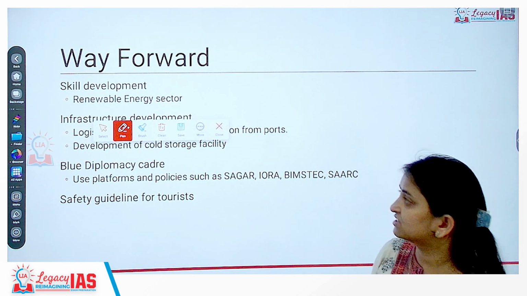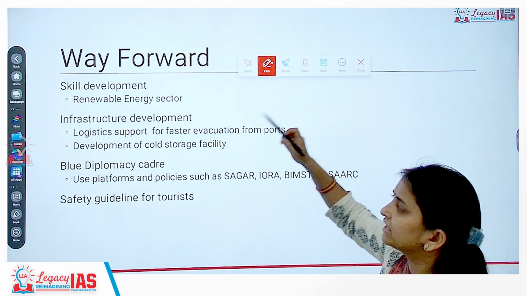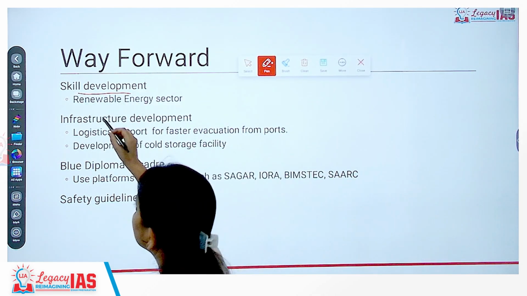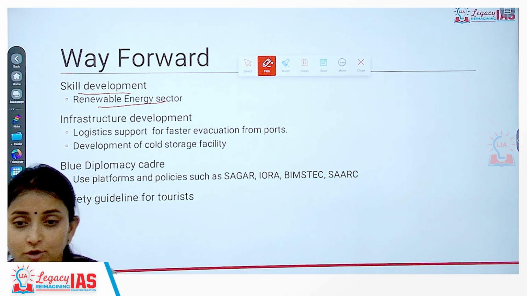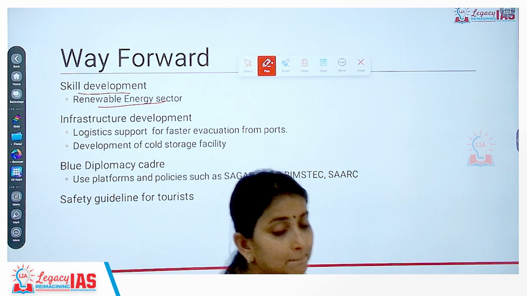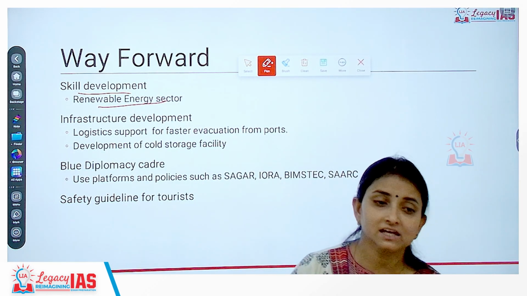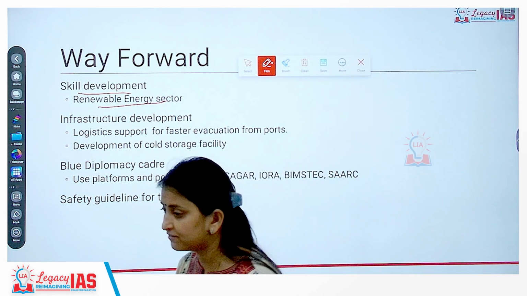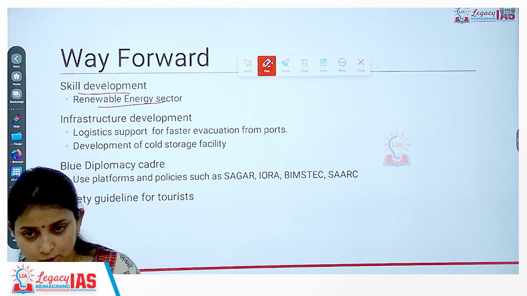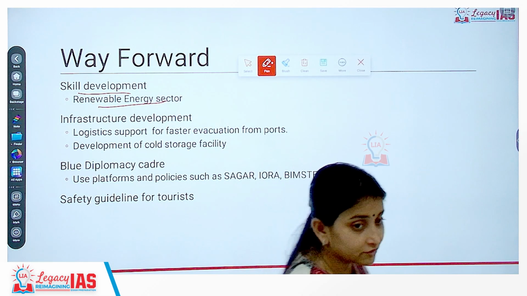Now, if we are writing an answer related to the blue economy, what should be the way forward? What should be the suggestive measures? First, we need to definitely carry out skill development, and majorly in the renewable energy sector. Offshore wind energy, we have not been able to set up a single plant so far. A single windmill has not been established, so we need to carry out skill development and better installation of the projects for renewable energy.